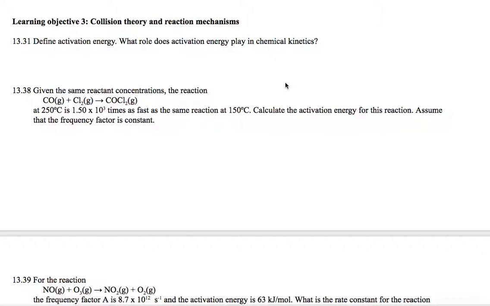All right, Learning Objective 3. Activation energy is the amount of energy required to start a reaction. Without it, the reaction does not start. Therefore, you cannot have any chemical kinetics. So that's why that's important.